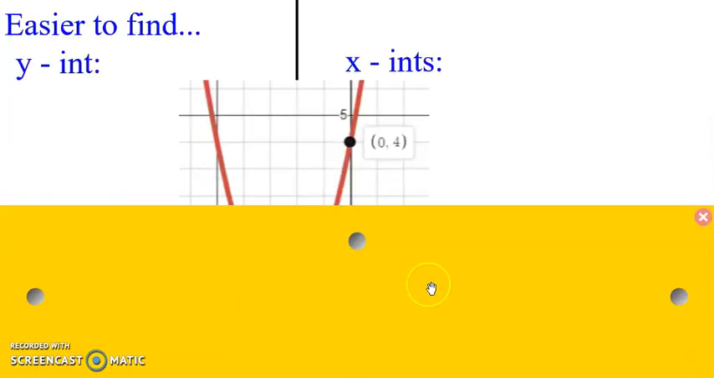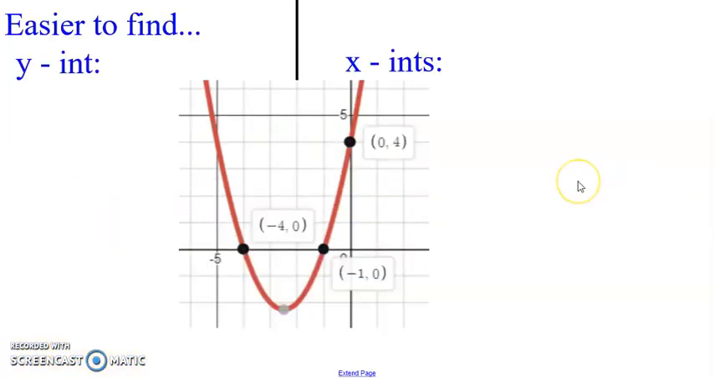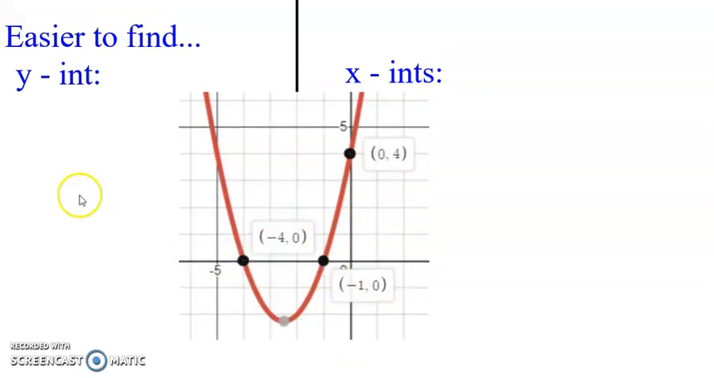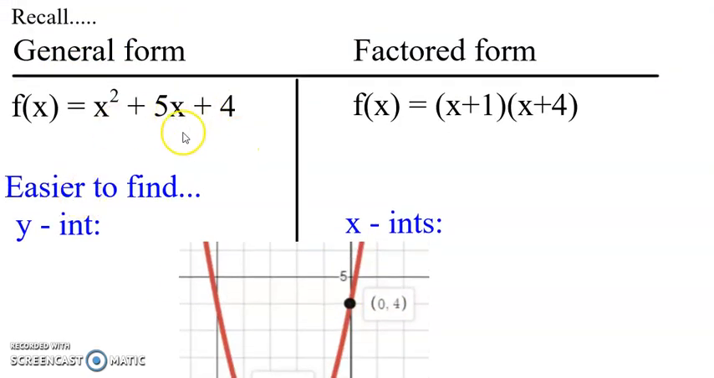So if we look at that from the graph, the y-intercept we see is a positive 4. The x-intercepts were negative 1 and negative 4. So as long as we're able to factor our equations, or if we're given factored form, we can easily find the x-intercepts.